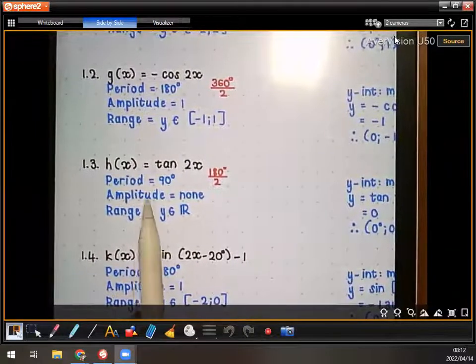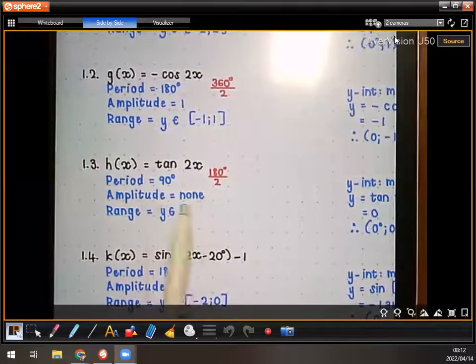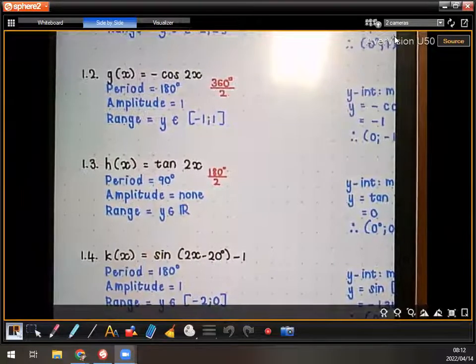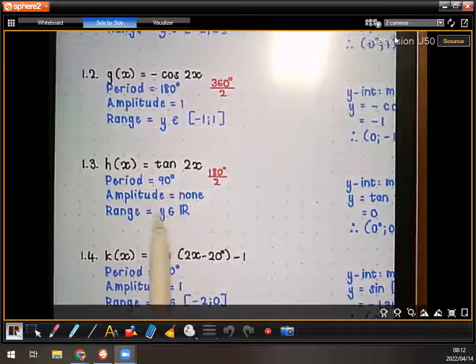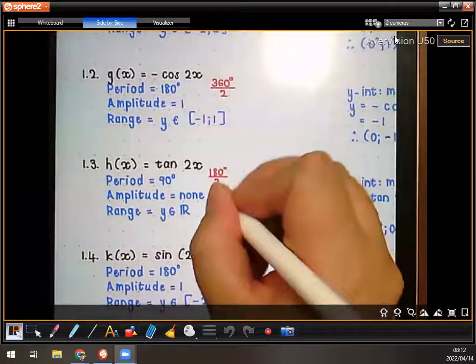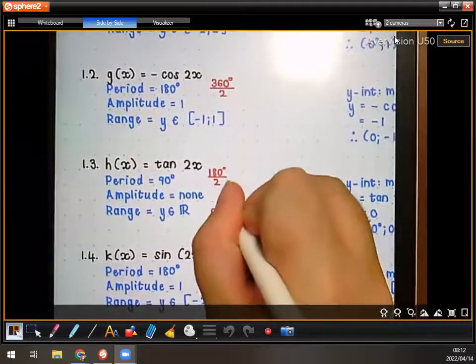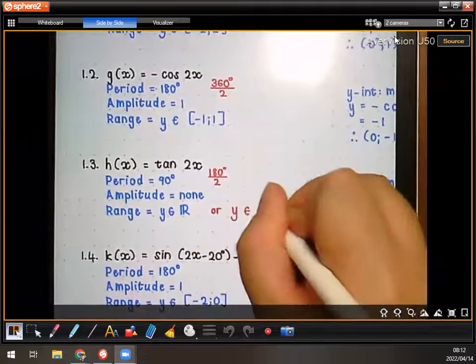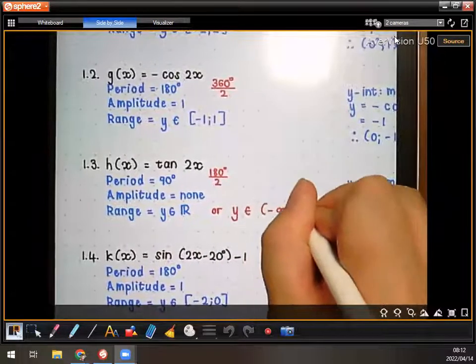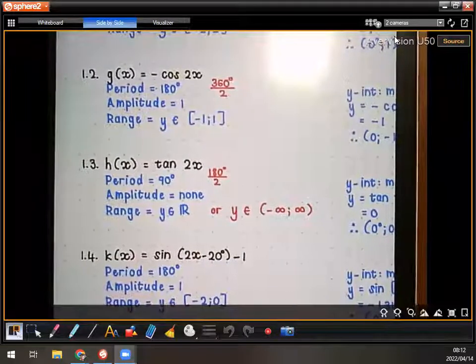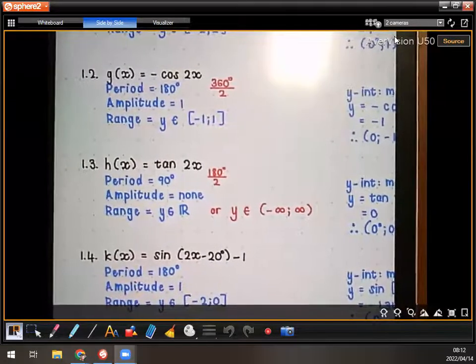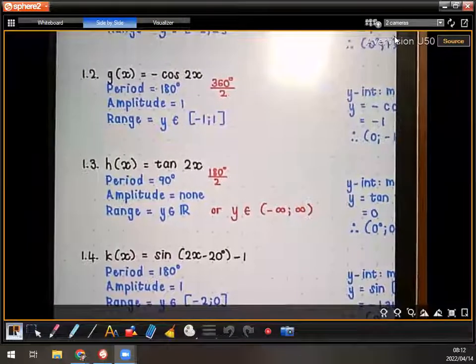But as you remember, if they're asking for the amplitude of a tan graph, there is no such thing. A tan graph does not have an amplitude because it doesn't have a maximum point or minimum point. Right? So for tan, the amplitude is none. The range, I wrote y an element of real, but you also could have written y as an element of negative infinity to positive infinity. Guys, that will always be the range of the tan graph. Okay, you can actually memorize that because you have an arrow at the top and an arrow at the bottom.